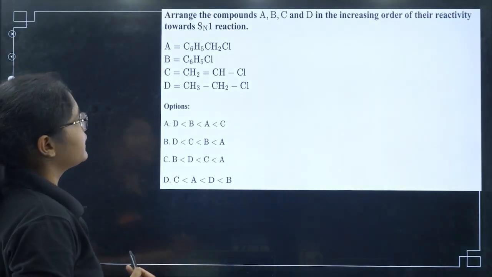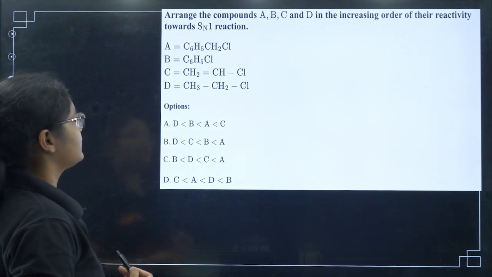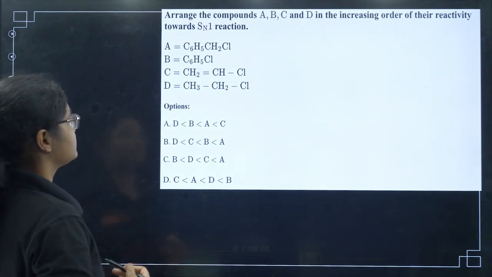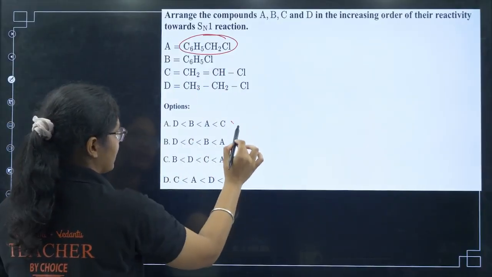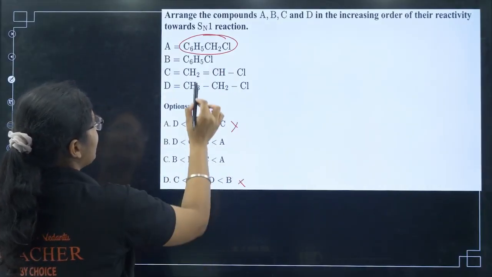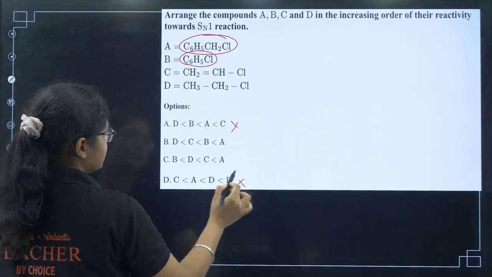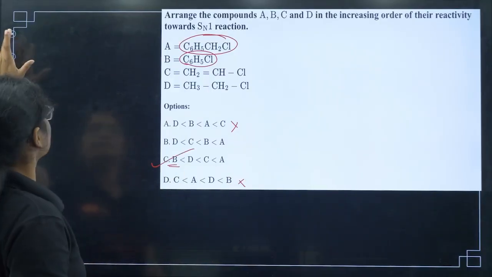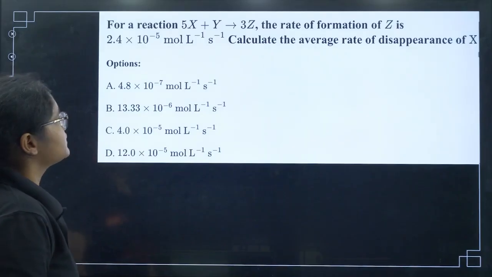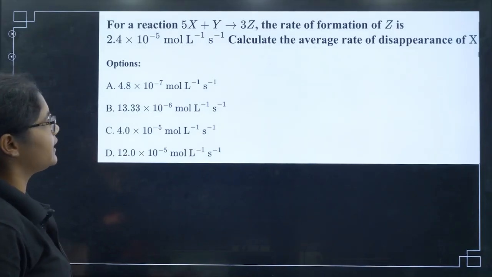Next, arrange the following A, B, C, D in the increasing order of their reactivity towards SN1 reaction. So we have a benzyl carbocation, so definitely this one will be more reactive, right? Next, I have here the phenyl carbocation, it is the least reactive, so I have only one option with that, option number C here.